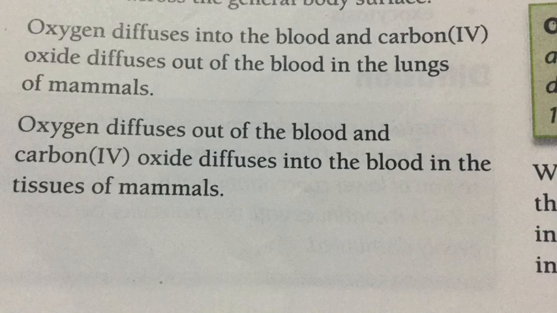Oxygen diffuses into the blood and carbon dioxide diffuses out of the blood in the lungs of mammals. Oxygen diffuses out of the blood and carbon dioxide diffuses into the blood in the tissues of mammals.